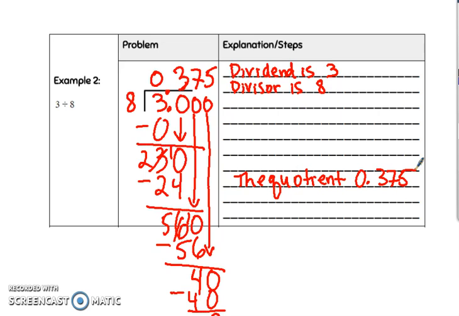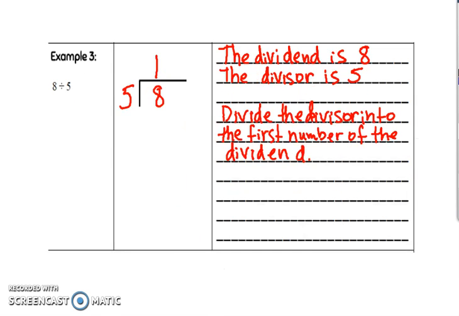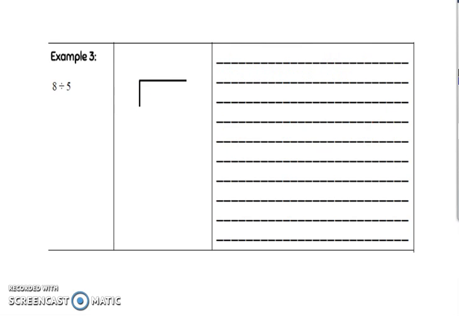Our final example is 8 divided by 5. The dividend is 8. The divisor is 5. Let's put 8 on the inside, 5 on the outside. This is the dividend, this is the divisor.